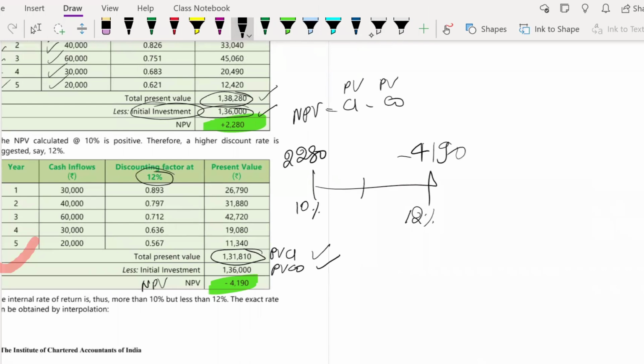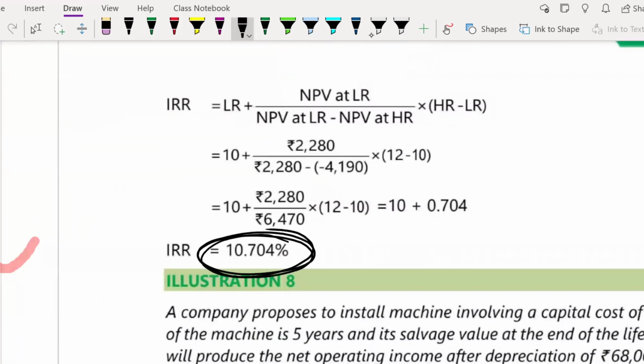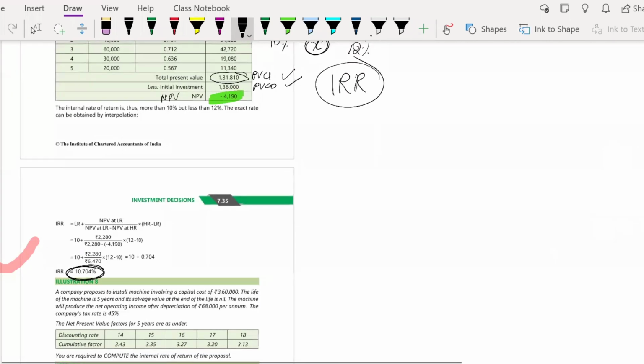Now they have to find such a rate at which your NPV is 0. If you use the IRR formula, you will find the rate at which the NPV is 0. So that rate is 10.704%. Did you all understand this question? Was this question more understandable?